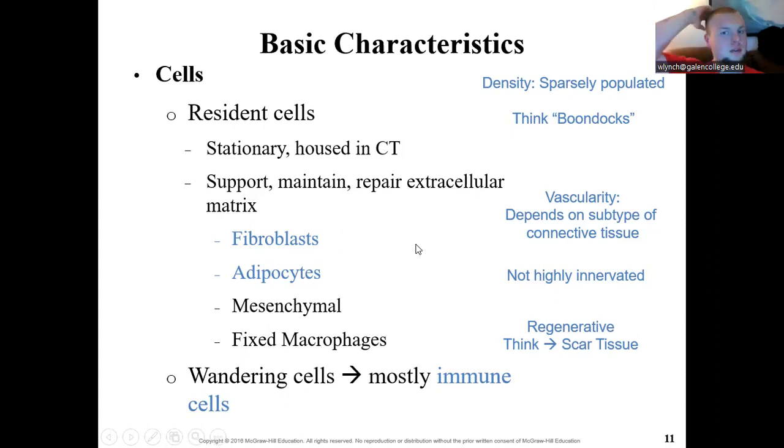So we can think of our example of scar tissue. Scar tissue forms, it is usually tough, hard, collagenous tissue. And this is now connective tissue.